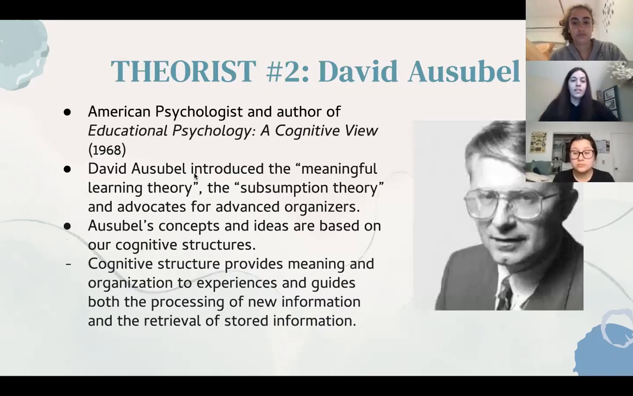So the second theorist is David Ausubel. He was an American psychologist and author of Educational Psychology: A Cognitive View. He introduced the meaningful learning theory as well as the subsumption theory, and he advocated for advance organizers. David Ausubel's work impacted the fields of educational psychology, cognitive science, and science education learning.